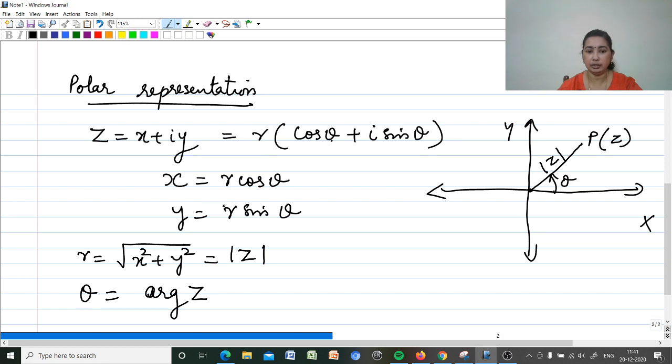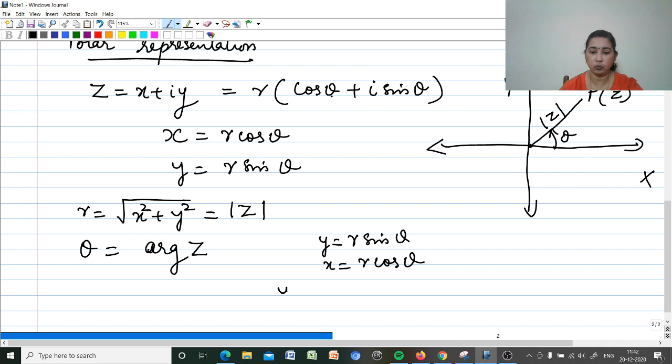From here, we know how to find theta. If you divide y equals r sin theta by x equals r cos theta, what will you get? Y equals r sin theta and x equals r cos theta. So if I divide these, we get y by x equals r sin theta by r cos theta, which is tan theta. Or, tan theta is equal to y by x.